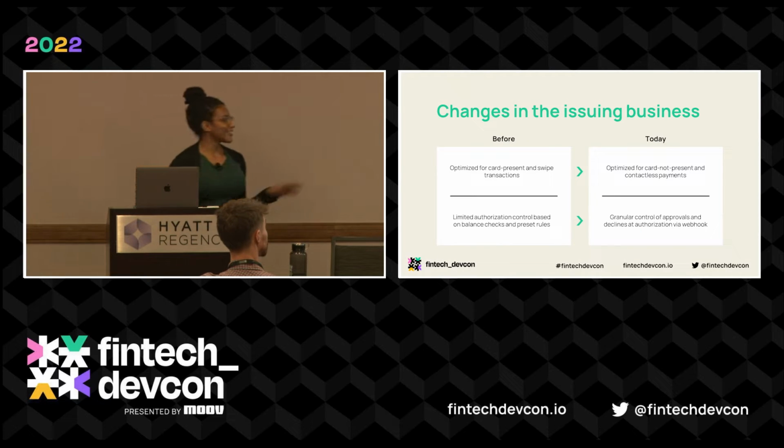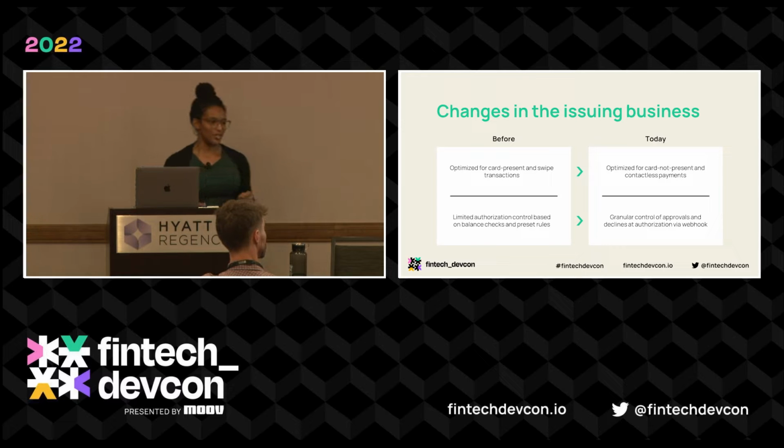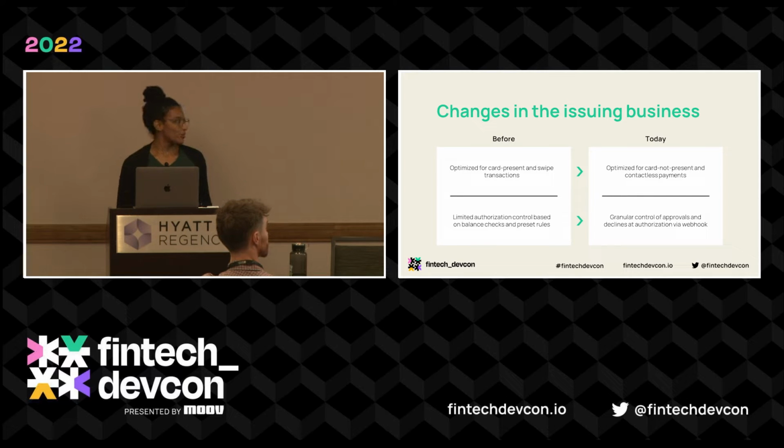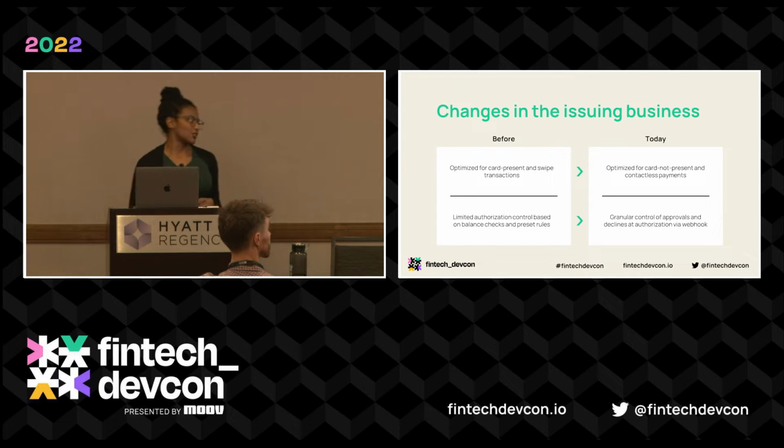Okay, and then next up I want to talk about the changes that have happened in the issuing business. So before, as you know, normally cards were optimized for card present transactions. You would go and open up a debit card with your bank, they would send it to you in the mail, you'd take that physical card, and your main goal was going to be to use it at a merchant in person. Today, cards are a lot more optimized for card not present spend. So people are using them a lot more online or using them for contactless payments, say in a digital wallet. So that's mainly what they're more geared toward today.